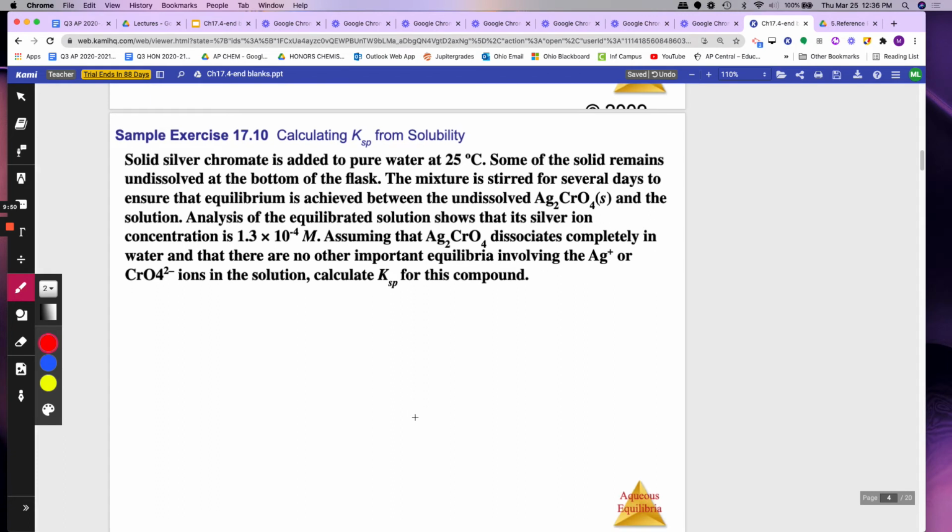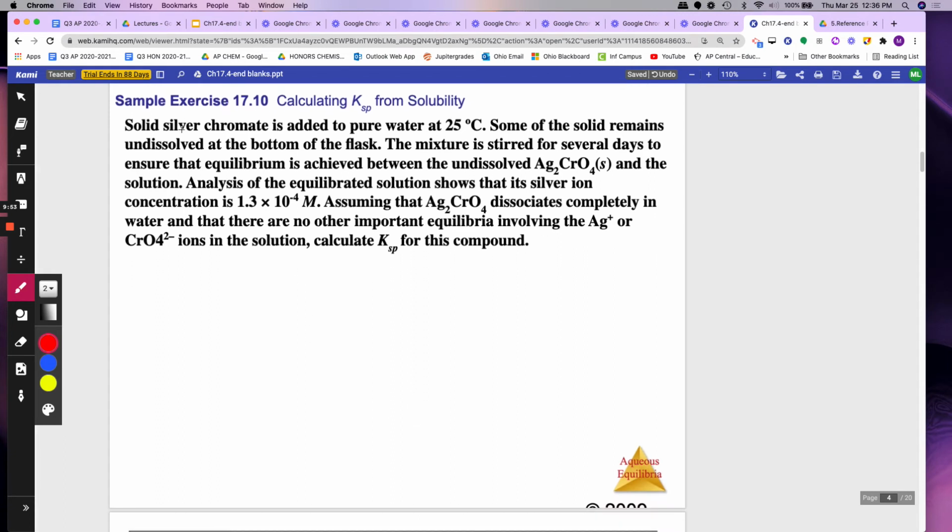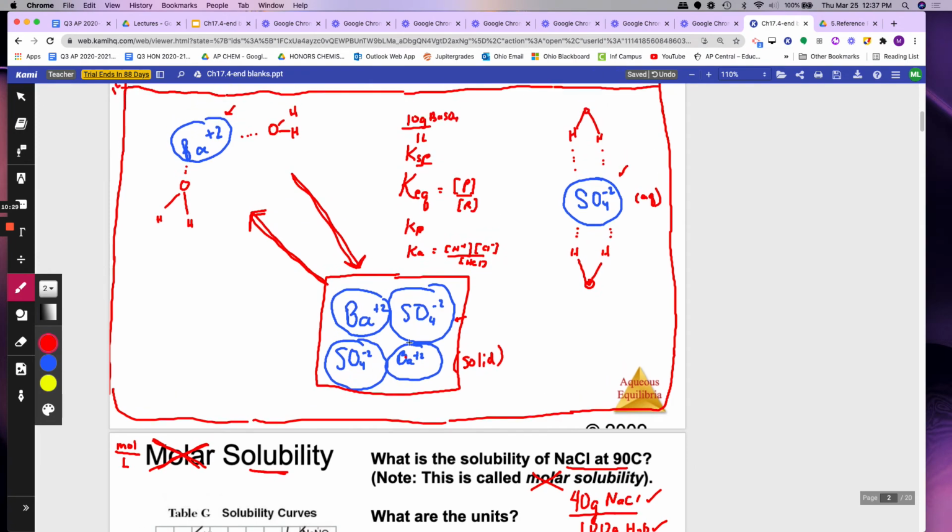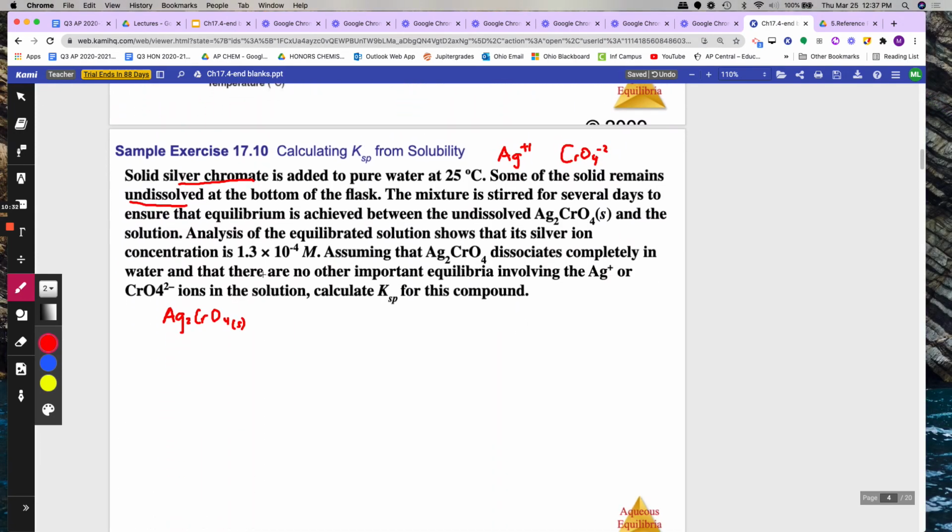Okay, so let's do an example problem. Solid silver chromate is added to pure water. Silver chromate: Ag always has a +1 charge, and chromate is CrO4 2-. So silver chromate is Ag2CrO4. That solid is dissolved in water. Some of the solid remains undissolved. That's telling me that it's at equilibrium, just like the picture right here. You have to have it there for the forward and reverse reactions to occur.